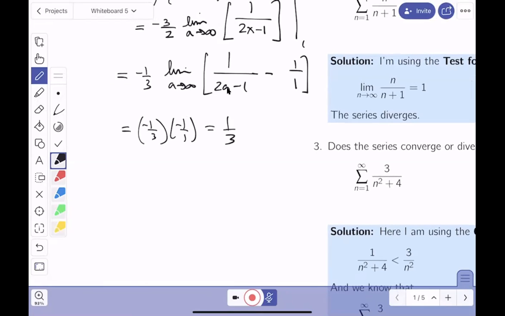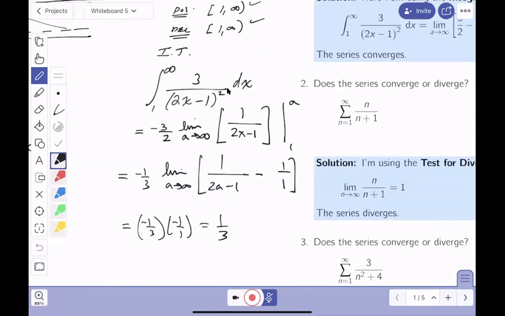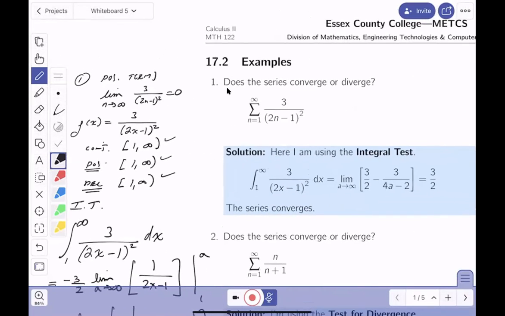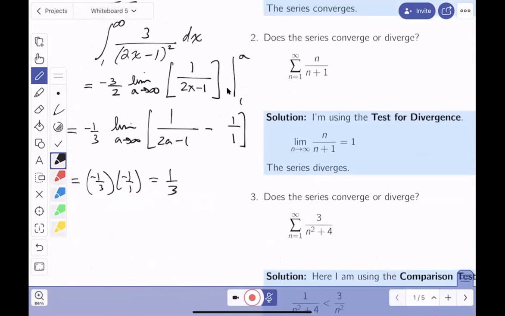All right, let's look at our k. Oh, before I do that, my conclusion is the series converges. So by using the integral test, my conclusion is that this series converges. All right, let's see if we got the right answer.